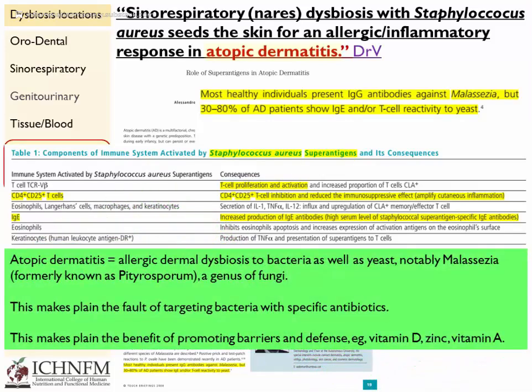So again, here in summary, atopic dermatitis, allergic dermal dysbiosis to bacteria as well as yeast. So we don't want to necessarily rely on drug antibiotics when we could use a broader spectrum program that also includes targeting the yeast on the skin, not simply the bacteria, but also promoting healthy barriers and healthy immune defense. Again, vitamin D, zinc, vitamin A, and combination fatty acid therapy.